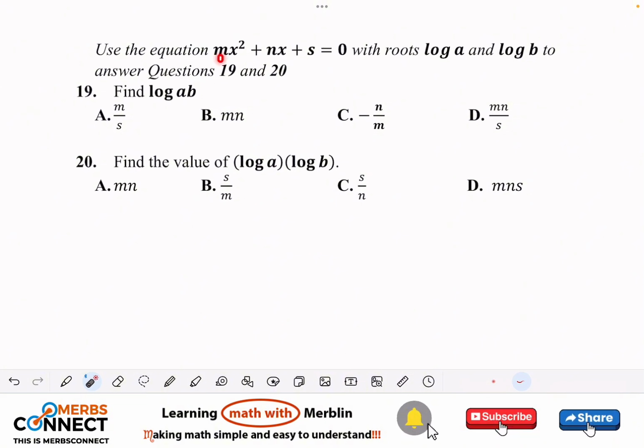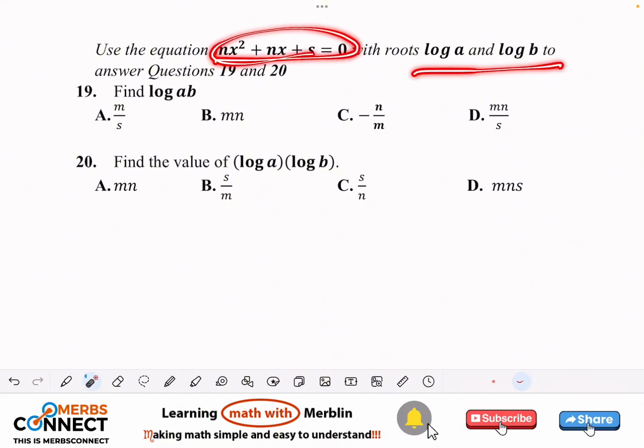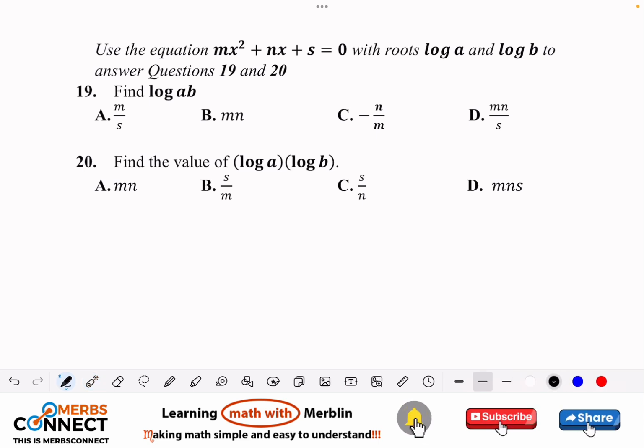19, we have this equation here, and with the root this, and we want to find this kind of functions. All right. So what is that? Since this is the root, we need to find the sum of the root here. So what is the sum of roots? Sum of roots is equal to, what is the root? The root is this.